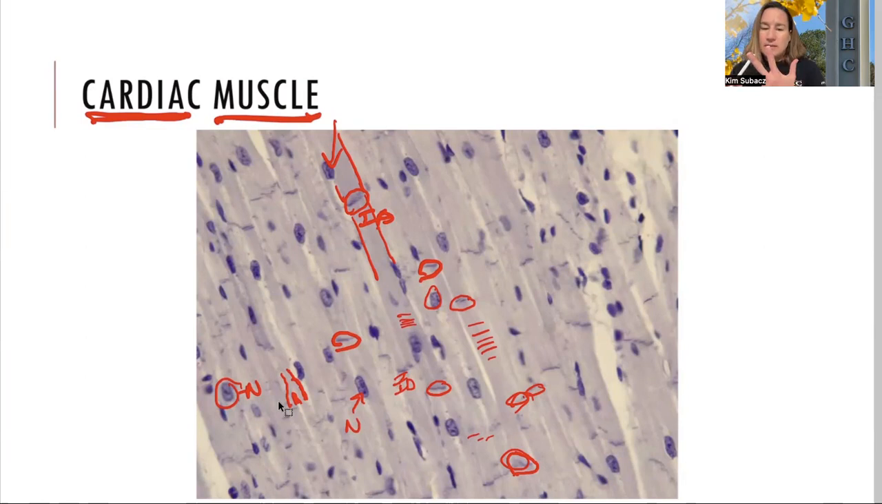They have intercalated discs. They branch. What's another thing? Their control. Do you tell the heart to beat? No, you don't. So since you don't tell it to do its thing, it is on our autonomic nervous system. This is not going to be voluntary. This is involuntary. So your skeletal muscle is voluntary. Your cardiac, your heart, is involuntary. You don't tell it what to do. So it is pumping the blood. The autonomic nervous system is telling it what to do.